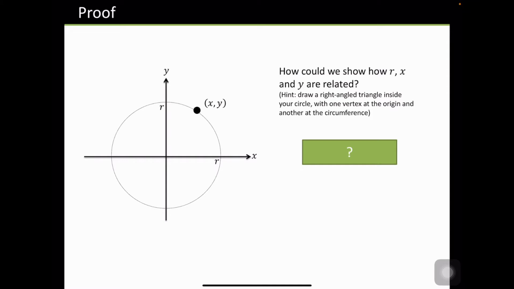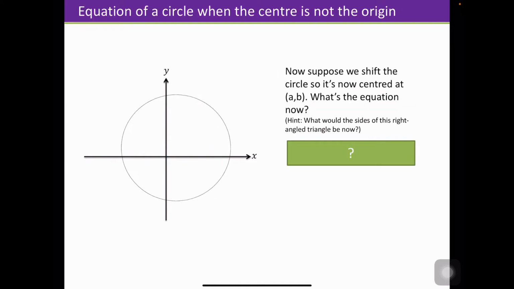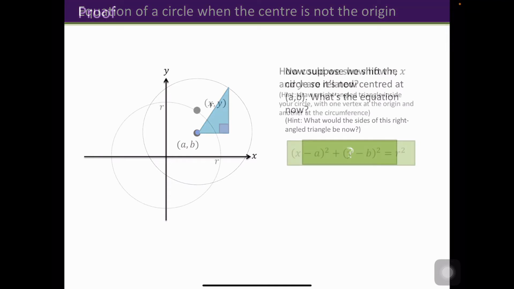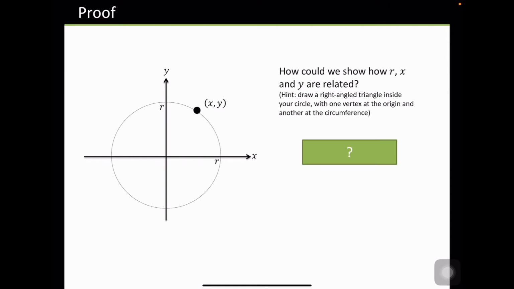So how could we show that our x and y are related? This is just a repeat of the proof I did on the first slide, but I wanted to show it to you again because we're now going to use it to understand the equation of a circle when the center is not the origin. So here you can see the center is (a, b). I just want to remind you of the relationship between the radius and the x and y coordinates.